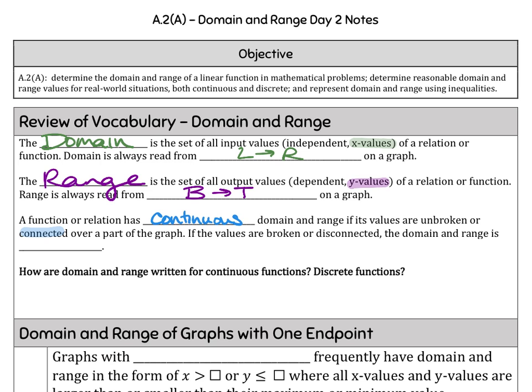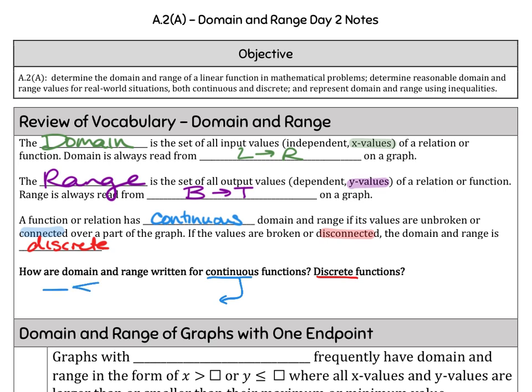If the values are unbroken or disconnected, then the domain and range is called discrete. Now today we're going to be mainly focusing on these continuous graphs because we did really well with discrete last time. But for another quick review, let's just go back over how you write continuous domains and ranges and how you would write discrete domains and ranges. So continuous is that connected data. That's going to be our inequalities.